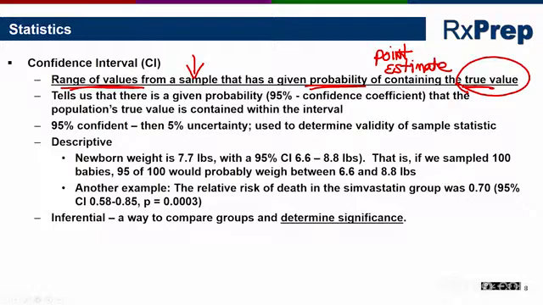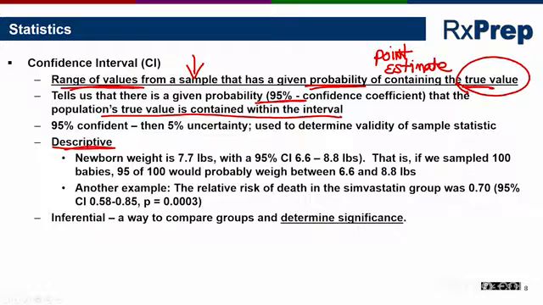So it tells us the given probability. Most of the time we use a 95% confidence interval. That's usually our confidence coefficient for most clinical trials, that the population's true value is contained within the interval. Let's go down to the description. I'm going to use two examples to try to highlight that definition a bit more.